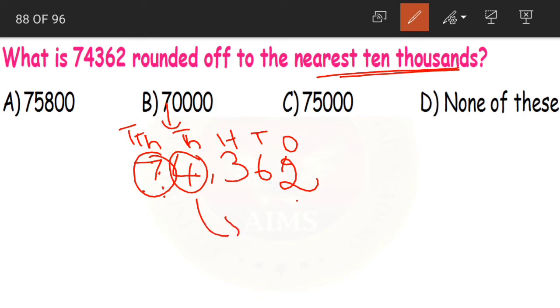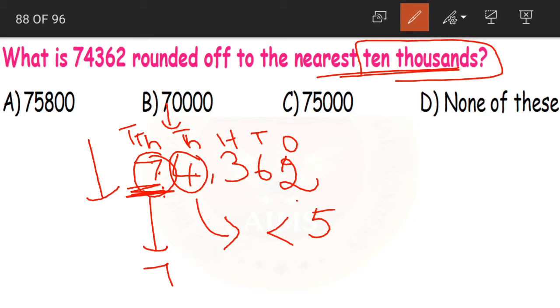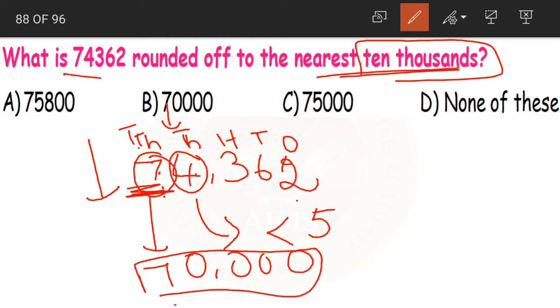We are having 4 here. 4 is less than 5. Yes, so we'll round down. What does that mean? The digit in the 10,000s place will be written as it is. And rounding off to the nearest 10,000s, after this 10,000s place, all the digits will be replaced by zeros. So 74,362 rounded off to the nearest 10,000s is 70,000. Clear, children? Option B, 70,000 becomes our correct answer.